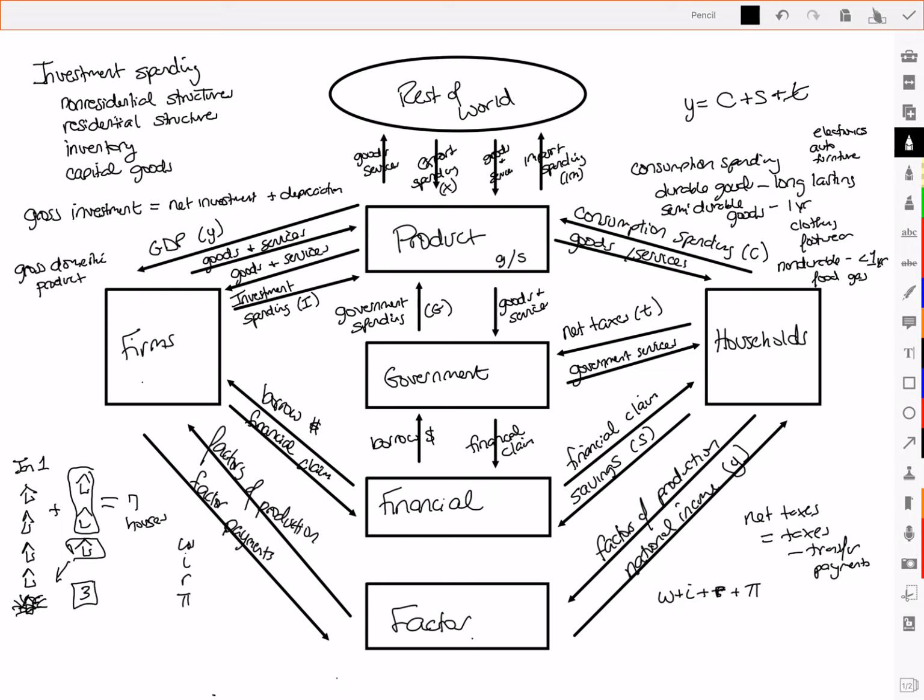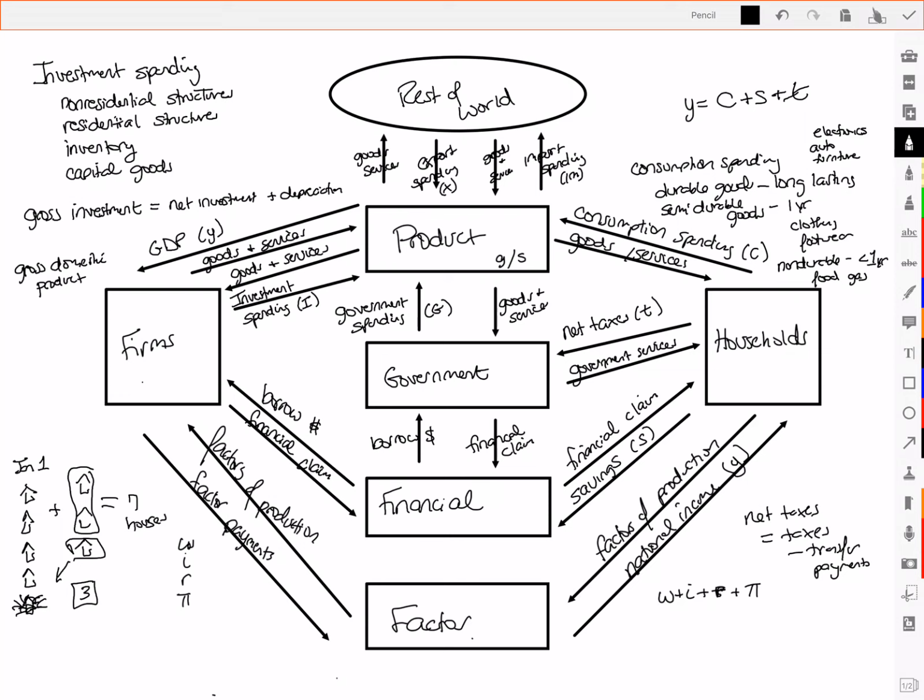The total value of all final goods and services produced in an economy in a year. And we'll talk in a later video about why it's just final goods and services. But GDP is the total value of all final goods and services produced in an economy in a year.